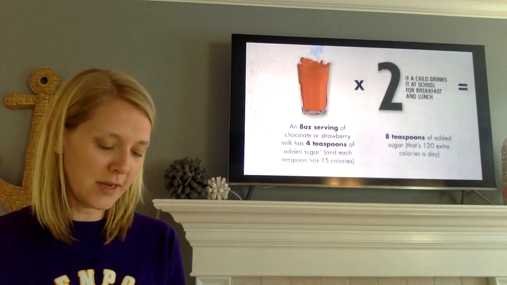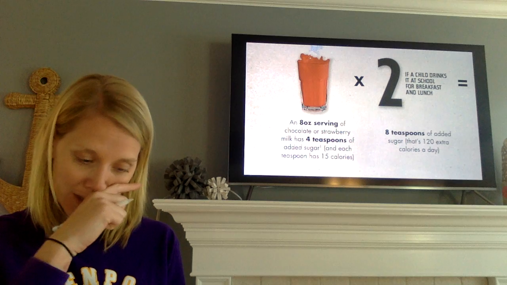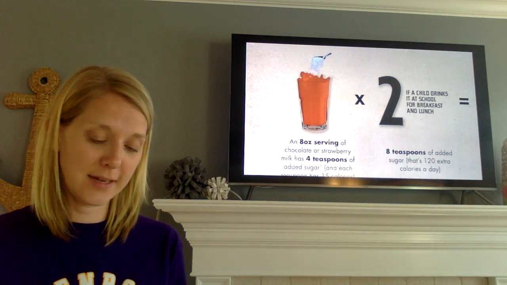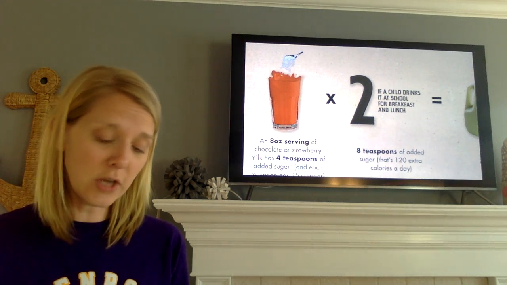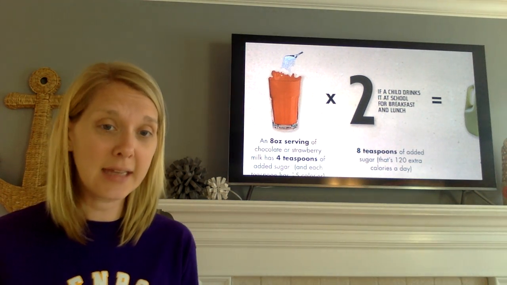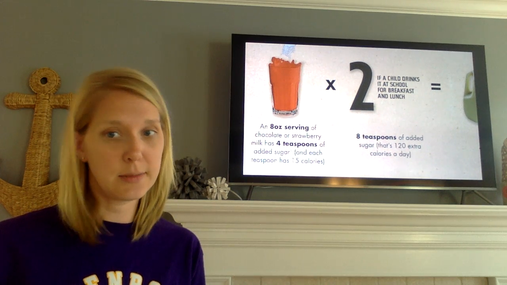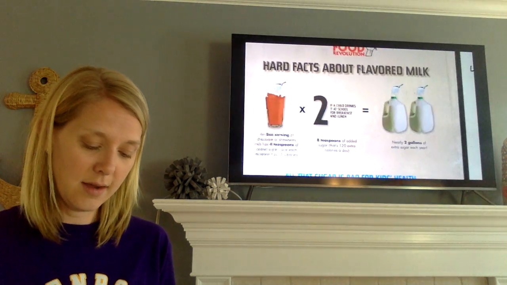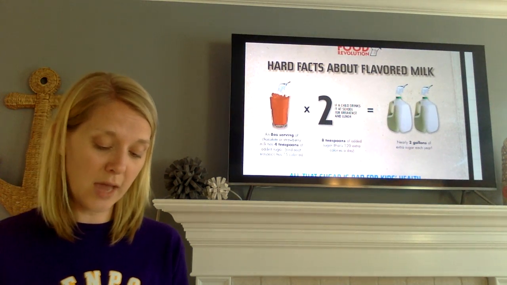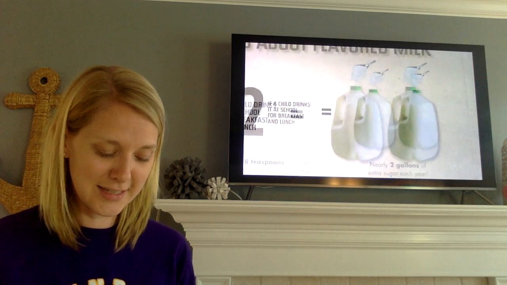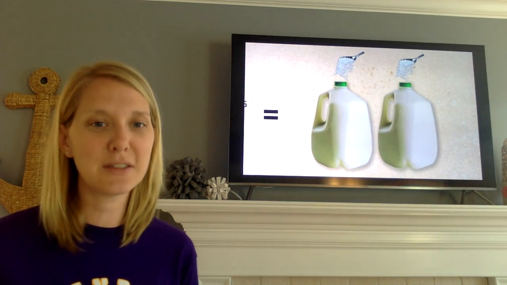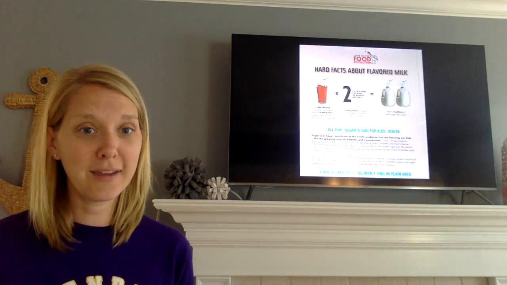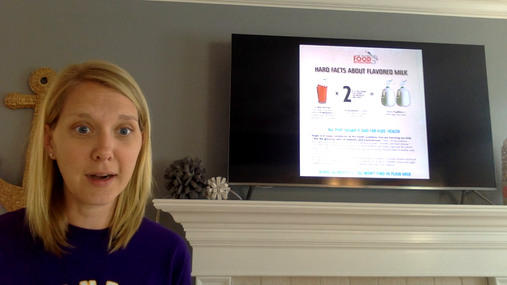Hard facts about flavored milk. An 8-ounce serving of chocolate or strawberry milk has 4 teaspoons of added sugar, and each teaspoon has 15 calories. Times 2. If a child drinks it at school for breakfast and lunch, that's 8 teaspoons of added sugar. That's 120 extra calories a day. So that is equal to nearly 2 gallons of extra sugar. So this isn't really gallons of milk. That's 2 gallons of extra sugar you'd be getting each year. That's a lot of sugar.